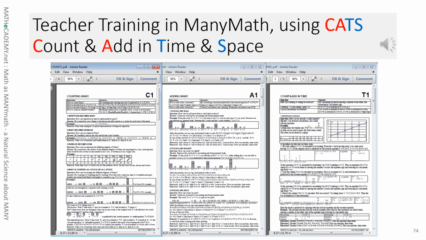Question. How to count many? Answer. By bundling and stacking the total, T, predicted by the recount formula: T is T over B, times B.